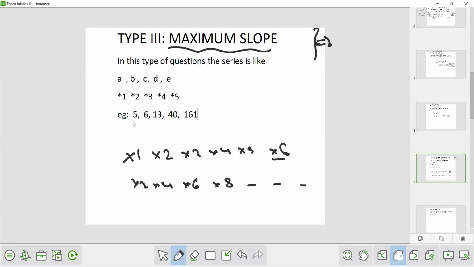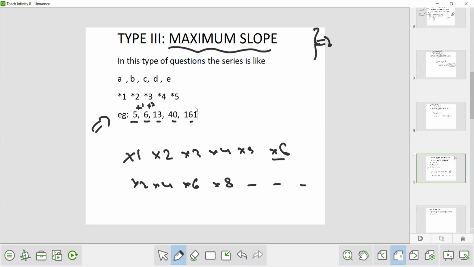Let us see through an example. Here the series is 5, 6, 13, 40, 161. If you start with the lower numbers, just 5 and 6, you will be tempted to write plus 1, plus 7, like this, and you will never reach the result. Just go through the slope method.